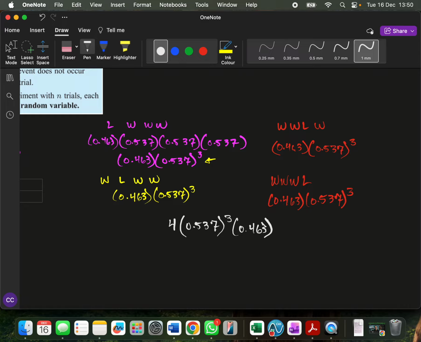I could continue to do this and figure out the chance that they win all of their games. There's only one way for that to happen: win, win, win, win. That would be 1 times 0.537 to the fourth power. Similarly, losing all of their games would be 1 times 0.463 to the fourth power.